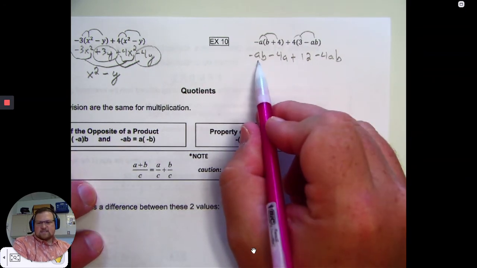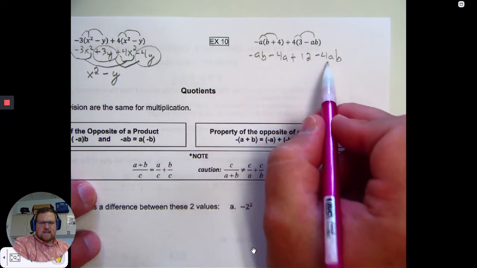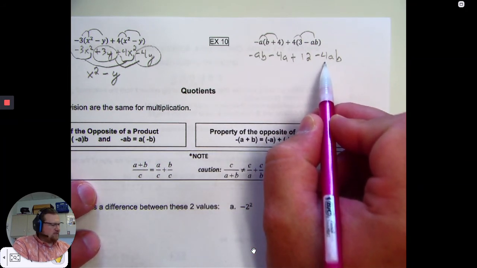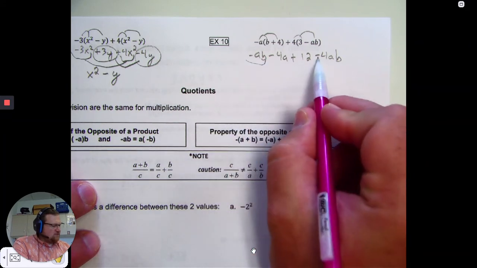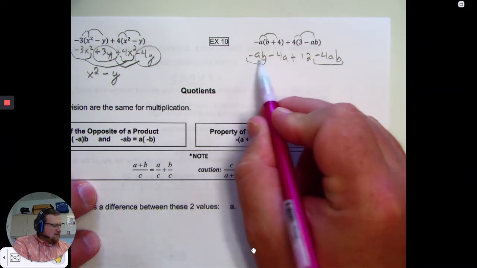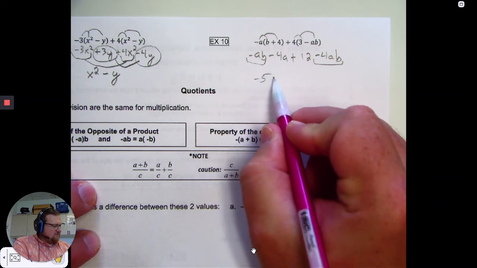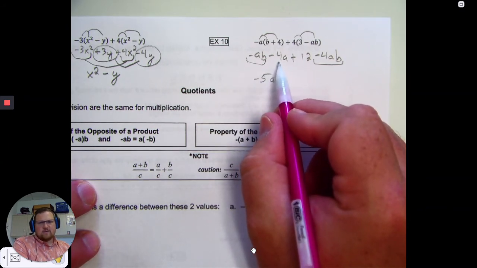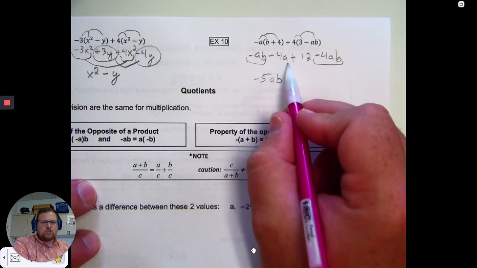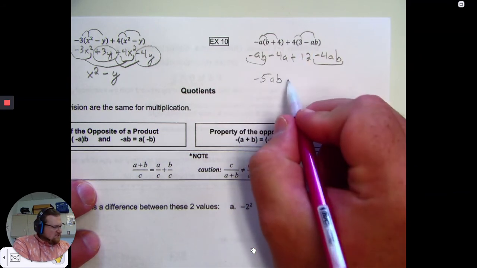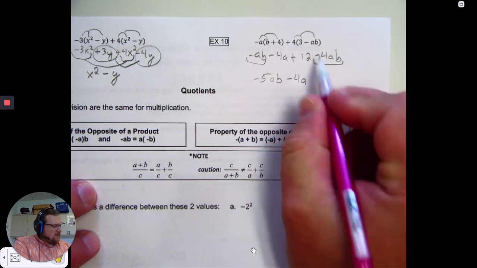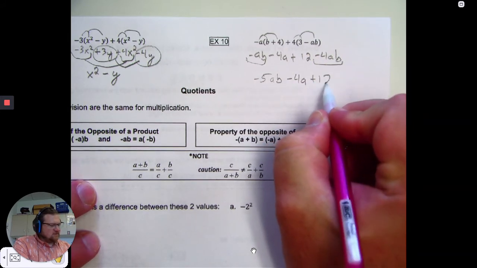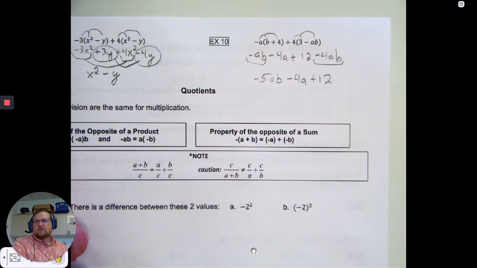Now, we have this negative ab here, and we have this negative 4ab there. Since they both have the same variables involved, that means we can combine those two. So negative ab, negative 4ab is negative 5ab. Now, this negative 4a cannot be combined with anything because there's nothing else that just has an a. So we just have to bring down the negative 4a, and then the same thing with the 12. The 12 is our only constant, so we just bring it down and add it to our final expression.